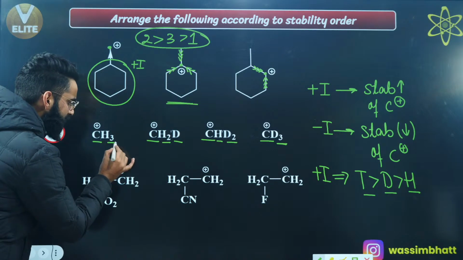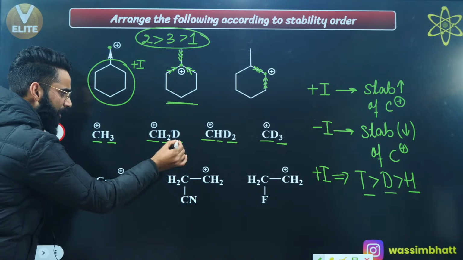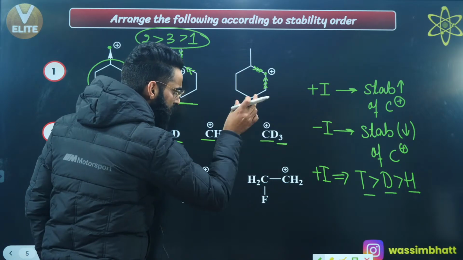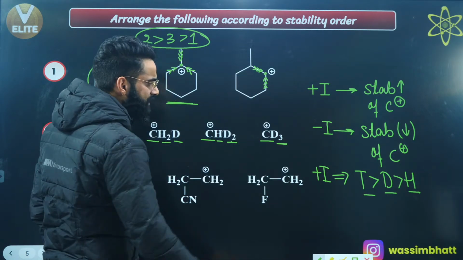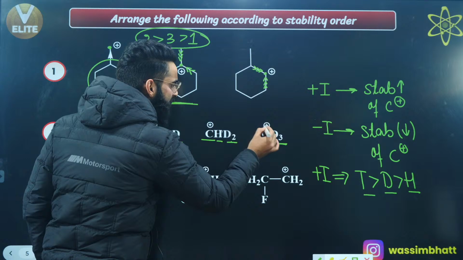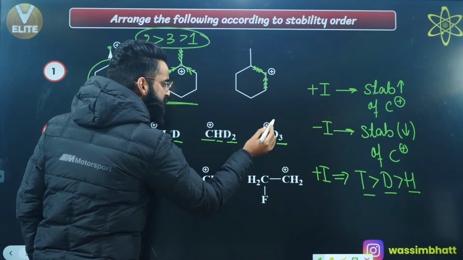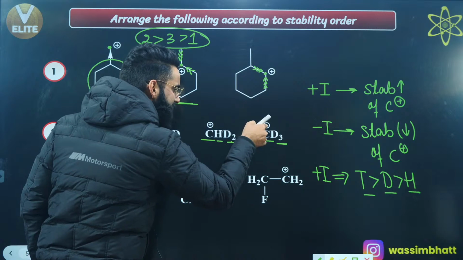Over here, you have got 3 normal hydrogens attached. Right here, you have got 1 deuterium, 2 deuteriums, 3 deuteriums, right? So wherever you see maximum number of deuteriums, there only this positive charge would have got compensated the maximum. So I'll say magnitude of positive charge on this carbon will be the least, right?